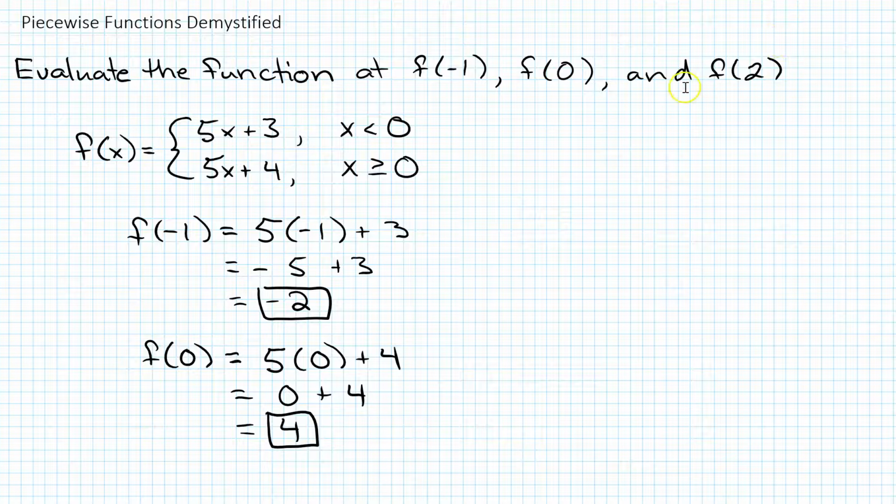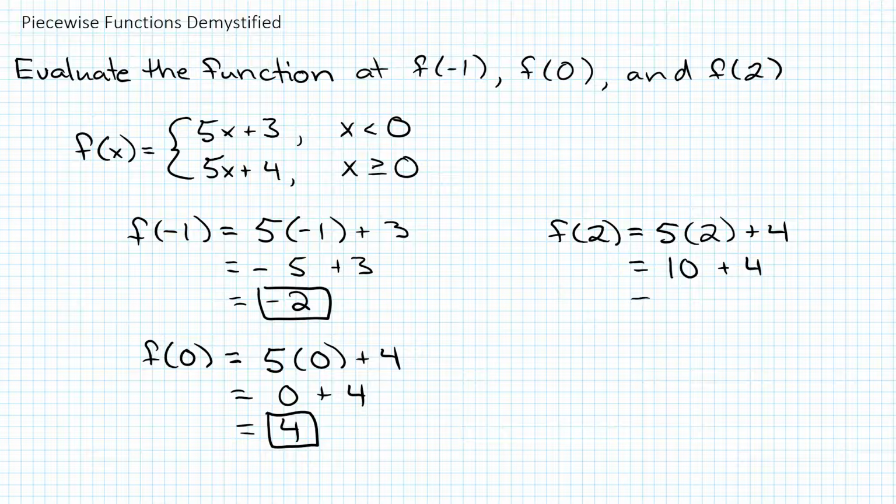Okay, the last one they're having us look at is f of 2. So if I do f of 2, I'm going to use the rule for things that are greater than or equal to 0, because 2 is bigger than 0. So that's going to give me 5 times 2 plus 4. So 10 plus 4 is 14.